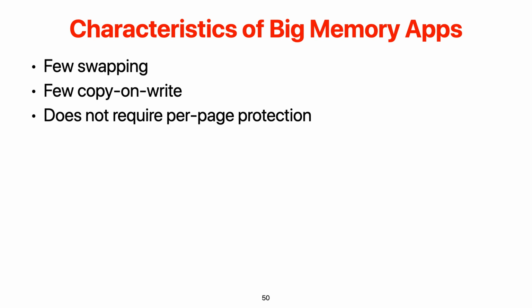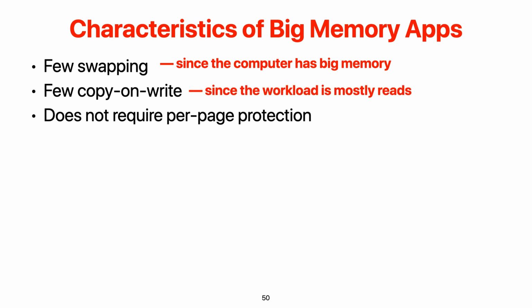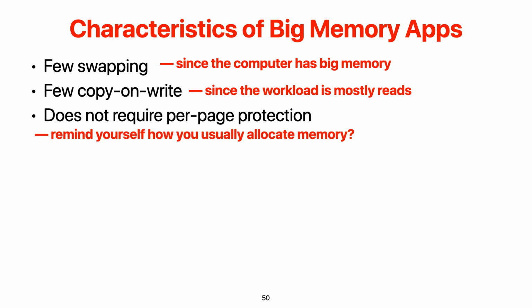So we figure out that for big memory applications, there are a few characteristics that we can leverage. First of all, because the computer has big memory, we seldom swap. The second thing is, if you look at those workloads that we just mentioned, they are mostly data analytics that look up data a lot more often than update data. And finally, those applications have huge data structures that don't actually need per page protection, the fine-grained control.